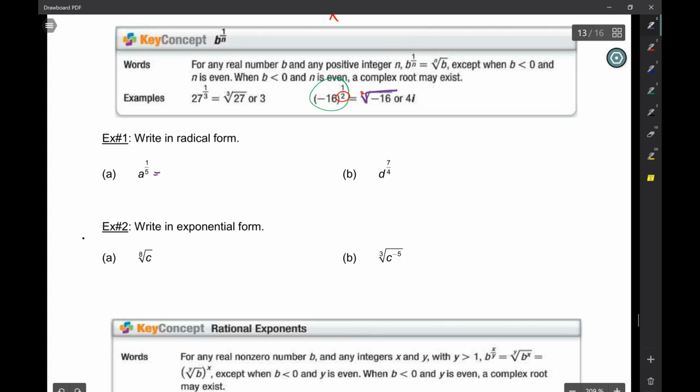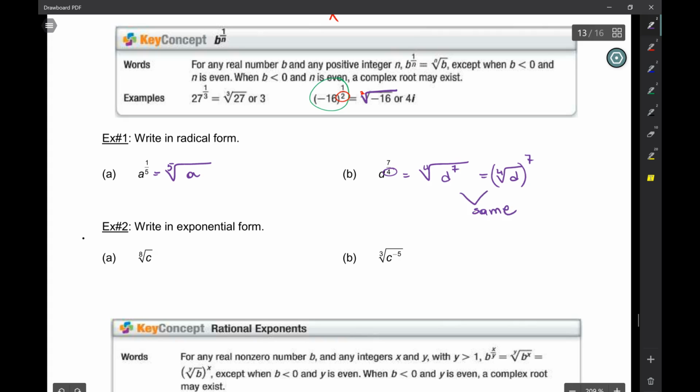Now let's write these in radical form. I have a fractional exponent. It needs to be converted to a radical form. What's the index going to be? 5. And inside I have a. Here, what's the index going to be? The denominator, 4. And then it'll be d to the 7. You put the 7 in. You can put the 7 in there, or you could do the 4th root of d to the 7. These are the same.